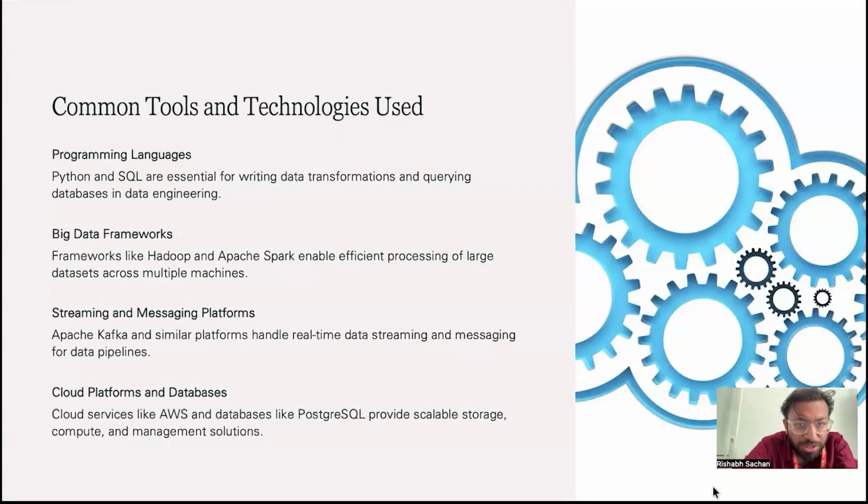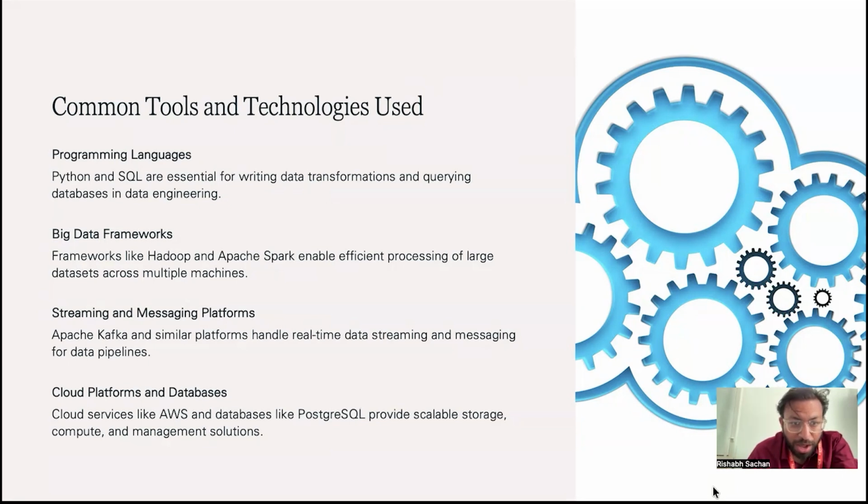Next, common technologies used in data engineering. In this environment, cloud platforms such as Amazon Web Services and Microsoft Azure play a significant role by providing scalable infrastructure and storage solutions. For beginners, it is always recommended to start with SQL and Python. They form the foundation of most data engineering tasks.